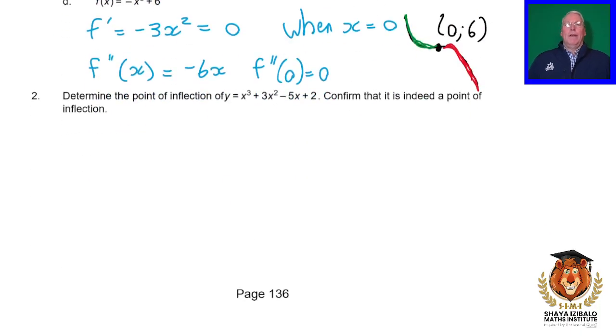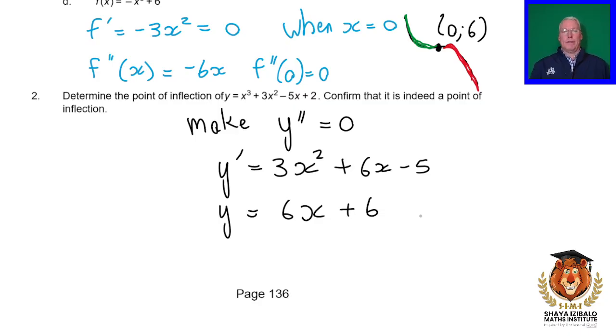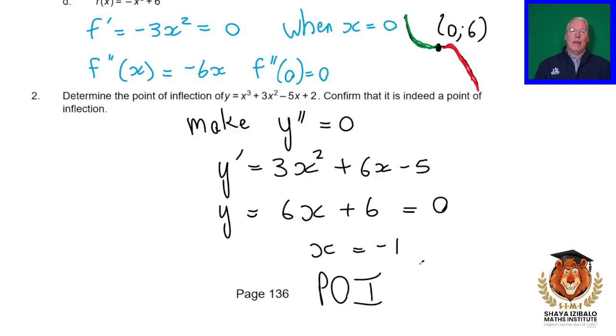Okay, then this question over here says, determine the point of inflection of this graph. So how do we find a point of inflection? We make the second derivative equal to 0. Okay, so the first derivative is just 3x squared plus 6x minus 5. The second derivative is 6x plus 6. And we want that second derivative to be 0. So in fact, we get x equals minus 1. So there is a point of inflection, POI, at negative 1.